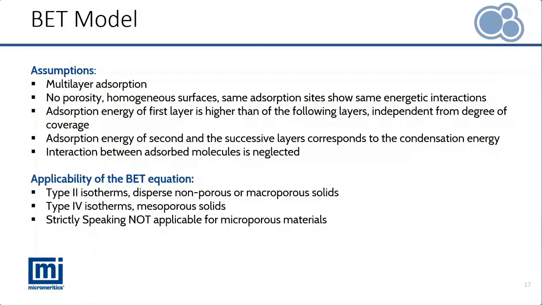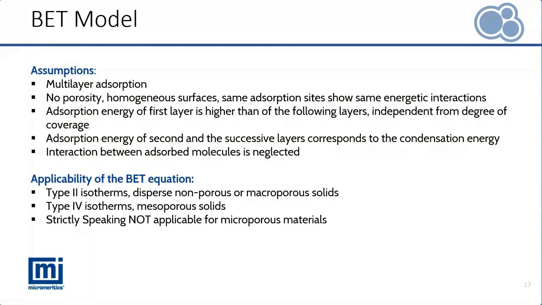Having the different types of isotherms in mind that are described by IUPAC, the BET model is applicable for type 2 isotherms, those of non-porous or macroporous materials. It could be demonstrated that in mesoporous materials, we can still assume the formation of multilayers of adsorbate, and the BET model can also be used to analyze those. Whereas in microporous materials, the BET equation is strictly speaking not applicable.